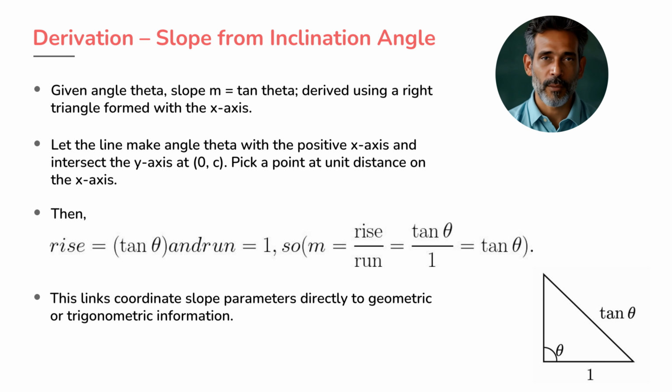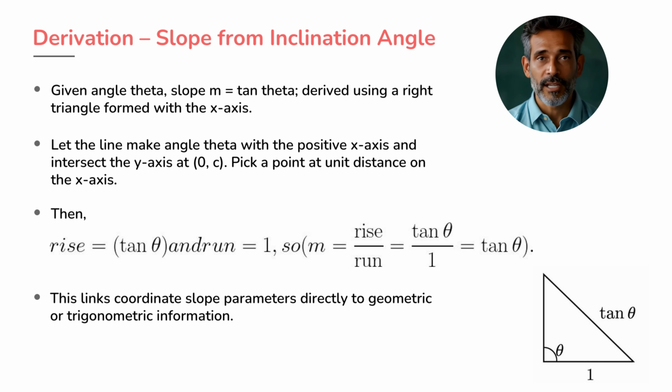Now, let's get a bit more mathematical and see how slope relates to the angle theta using trigonometry. Imagine a line making an angle theta with the positive x-axis and crossing the y-axis at some point, say (0, c). To keep things simple, let's pick a point on the line that is exactly 1 unit away along the x-axis. That means the run is 1.